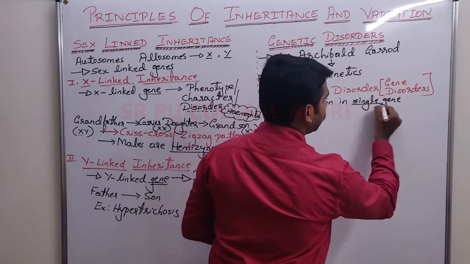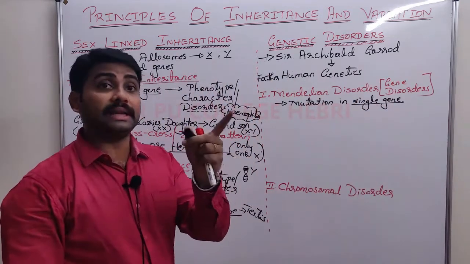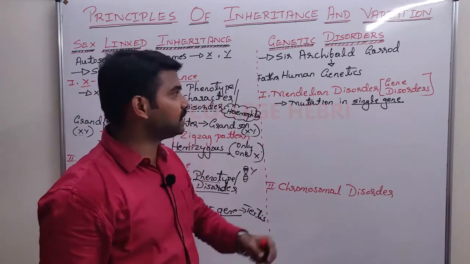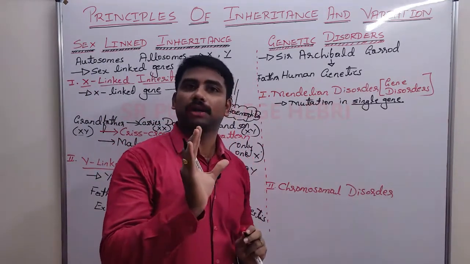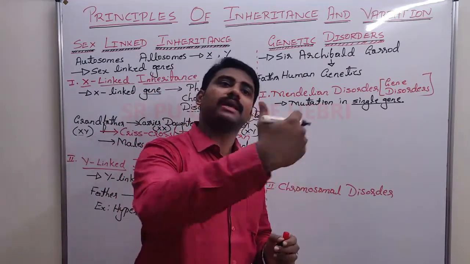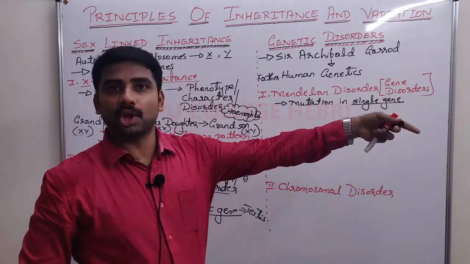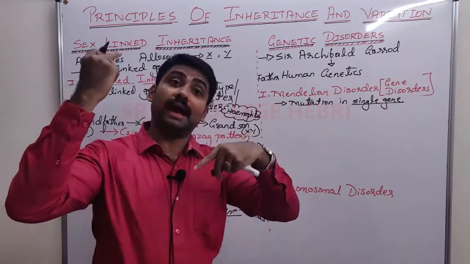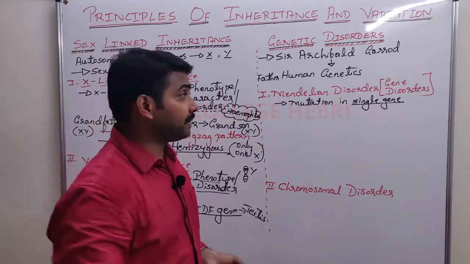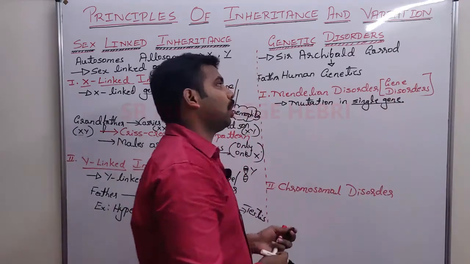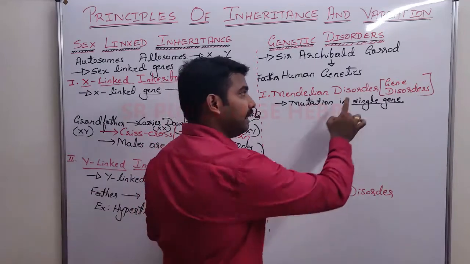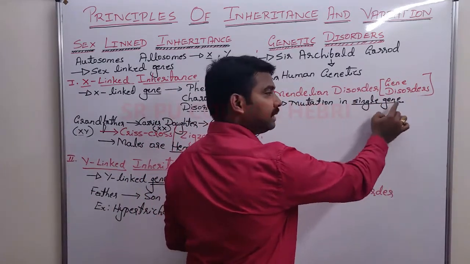Very important. Because of the mutation in a single gene, the person will get a particular, specific Mendelian disorder or genetic disorder. Another genetic disorder is due to what? Mutation in another single gene. Every single gene mutation is responsible for what? Gene disorder or Mendelian disorder. So one thing is clear, it is caused due to mutation in the gene.